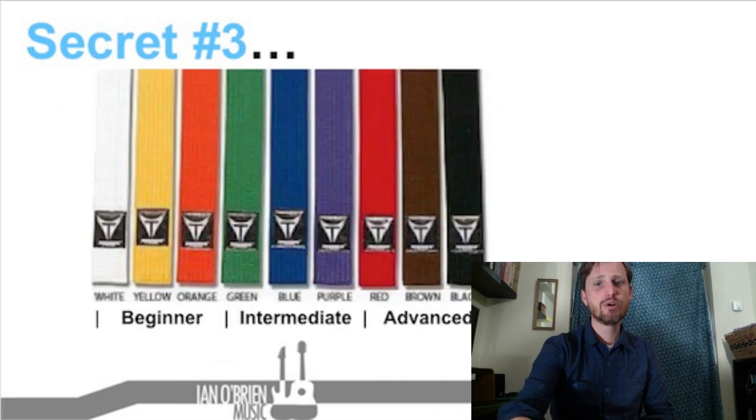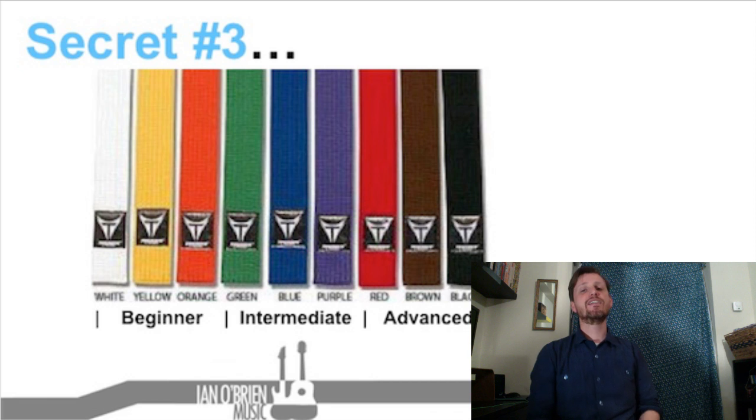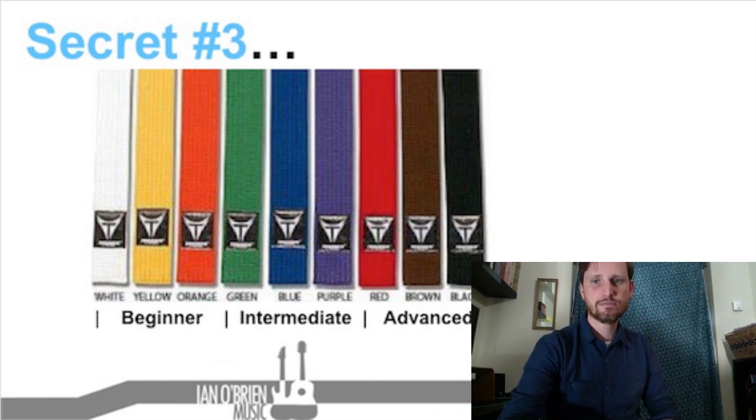So, I've broken playing guitar into multiple levels and color-coded them just like the belts in karate. But instead of colored belts, they're colored picks. White pick level comes first, then yellow pick level, orange, green, blue, and so on. It's basically light colors to dark colors. Okay, so let's have a look at how this works.